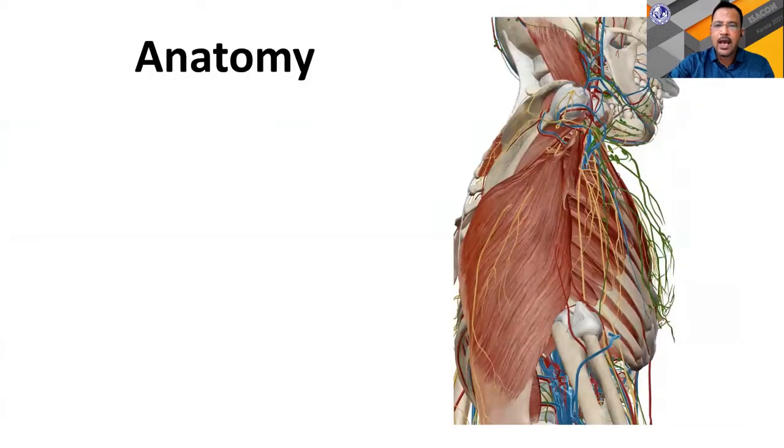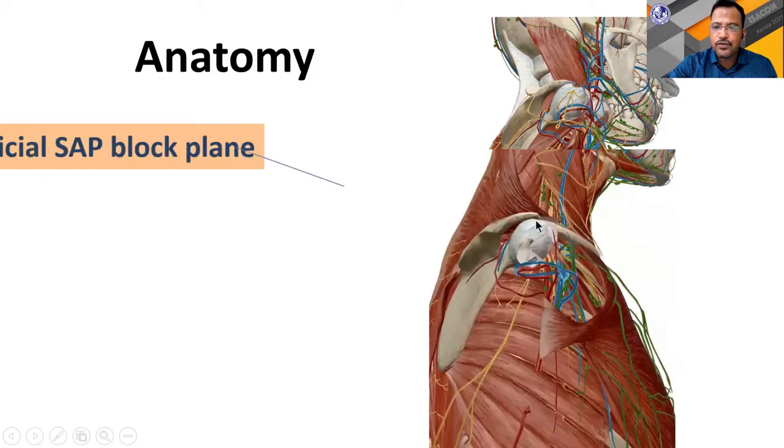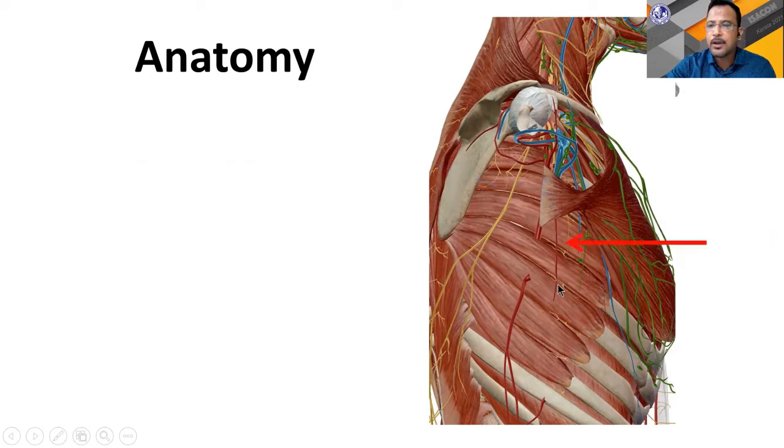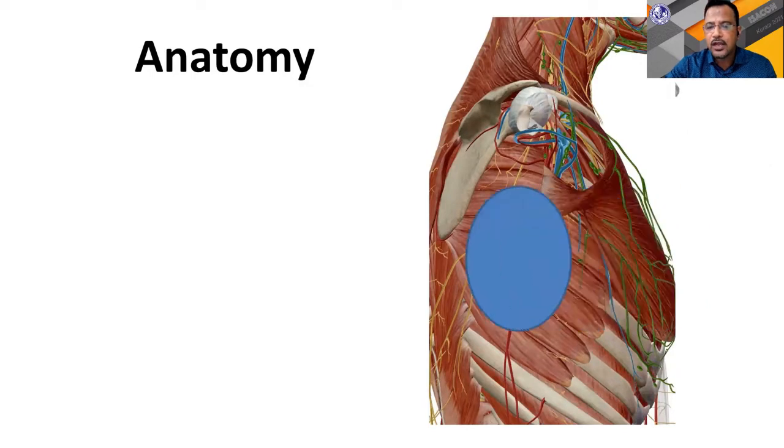Now coming to the anatomy, this is the latissimus dorsi muscle. And as I remove the latissimus dorsi muscle, you can see below it the serratus anterior muscle. This is the thoracodorsal artery. This is the long thoracic nerve, and you can see the lateral cutaneous branches of the intercostal nerve. If I deposit the drug between the latissimus dorsi and the serratus anterior muscle, it becomes a superficial SAP block.